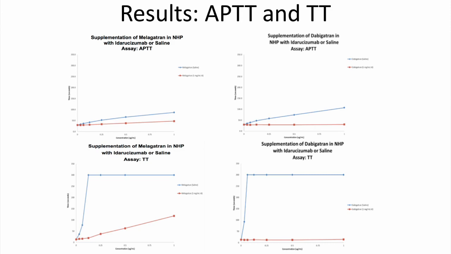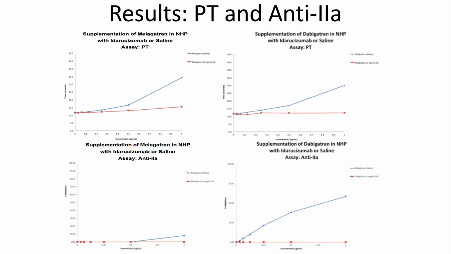Now, in this particular composite, it can be seen that both of these drugs are variably neutralized effectively by adding idarucizumab. Both melagatran and dabigatran's anticoagulant effects as measured by APTT and thrombin time are neutralized, as you can see in this composite slide. Similarly, in the prothrombin time assays, the relative anticoagulant effects were lesser with both drugs, but they were still neutralized. In the anti-2A amidolytic methods, both drugs were effectively neutralized. At the higher concentrations, melagatran was a little more weakly neutralized than dabigatran.